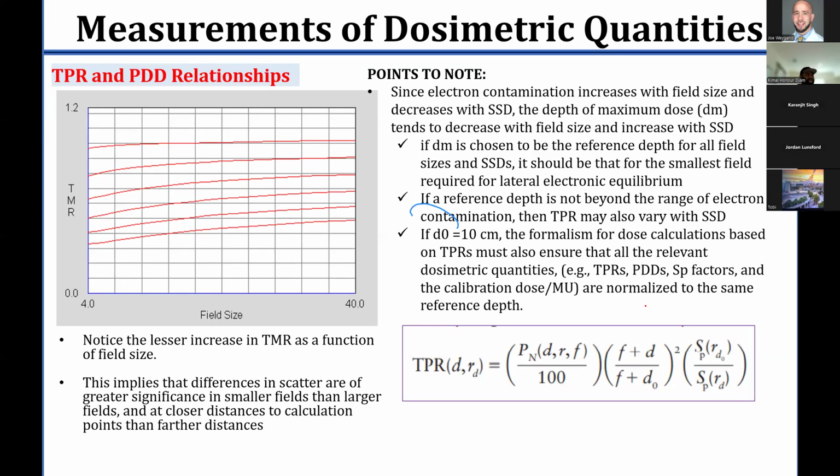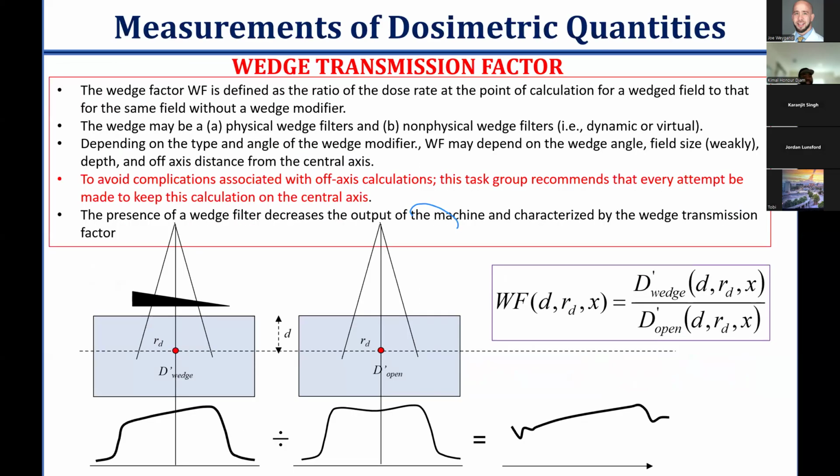Now, this formula here tells us that we can calculate our TPR. Remember, TMR is just a special case of TPR from our PDD values. Remember, TPR is independent of SSD, and to some extent, it's a measure of attenuation in tissues. The next point that I will briefly mention here, there is a lot that goes into wedges.